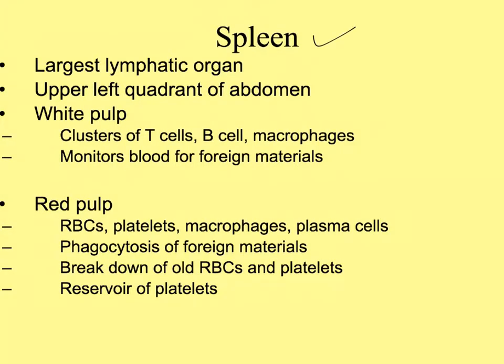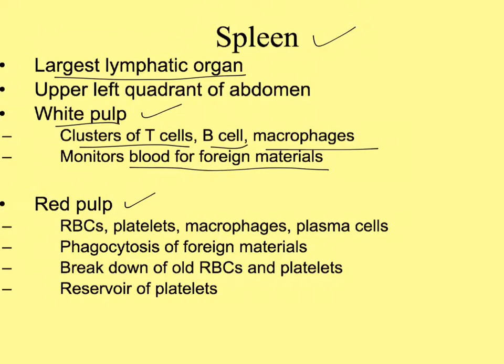Now spleen. The spleen is the largest lymphatic organ. It's found in the upper left quadrant of the abdomen, and it's composed of two types of tissue. It has white pulp and it has red pulp. The white pulp contains clusters of T cells, B cells, and macrophages. What the white pulp is going to do is look for foreign materials and try to destroy them. Now red pulp is red. It's got red blood cells, platelets, macrophages, plasma cells, which we'll talk about. And what they're going to do is engulf and destroy foreign materials.